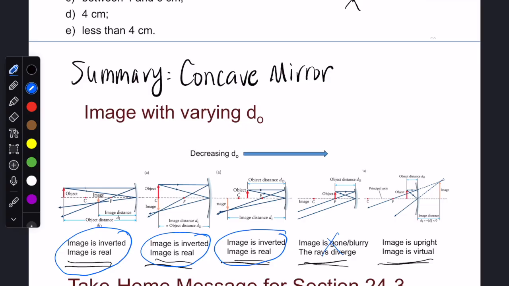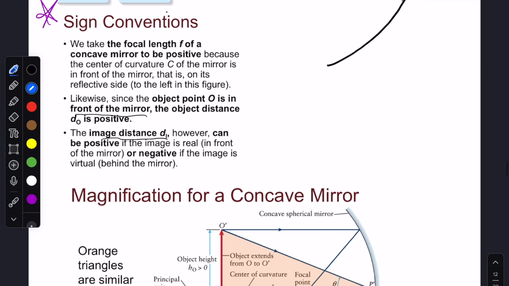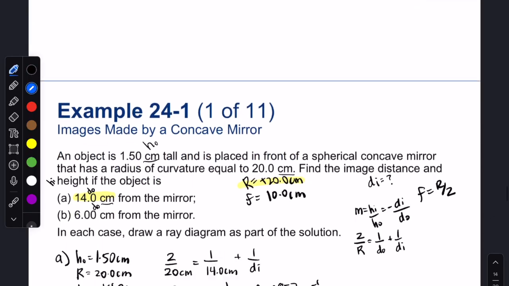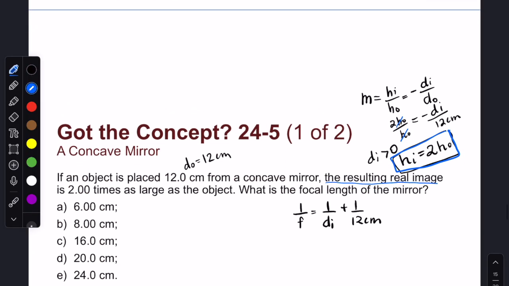So we must update our equation that we use to relate HI to HO. HI should actually be equal to negative 2HO. And so when I plug that negative in, now our negatives cancel. And when I solve for DI, I'm going to be getting a positive value. Okay, I'm going to be getting positive 24.